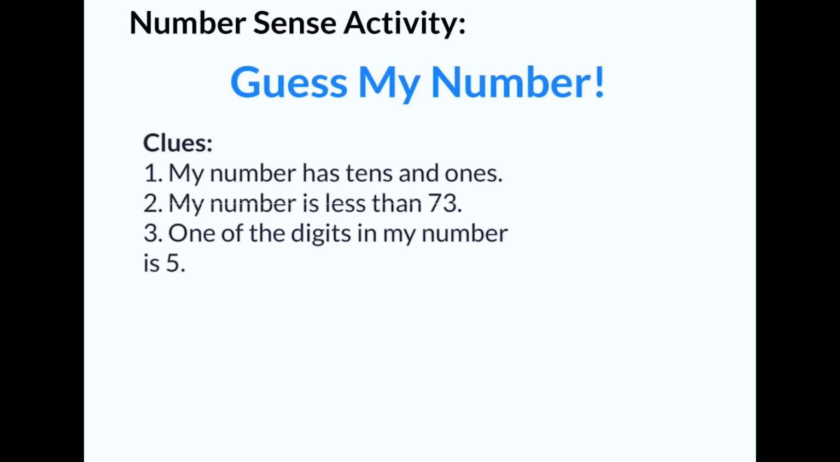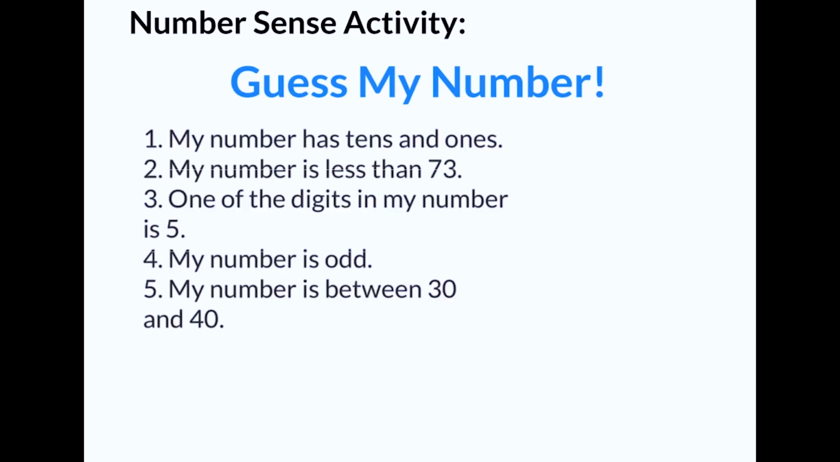You need more clues to know for sure. The fourth clue is my number is odd. There are still a couple different numbers it could be. The last clue is that my number is between 30 and 40. What's my number?